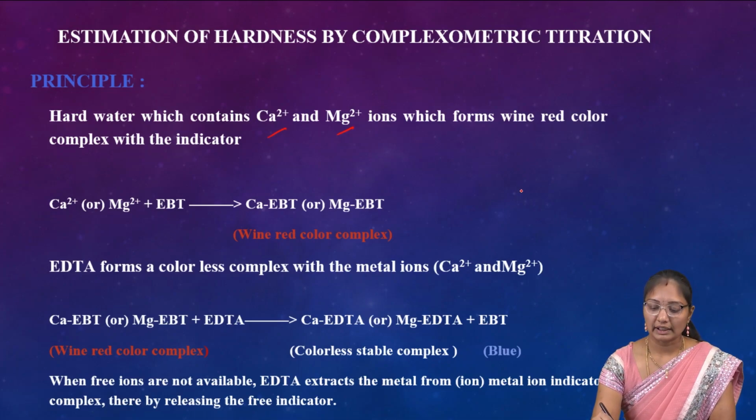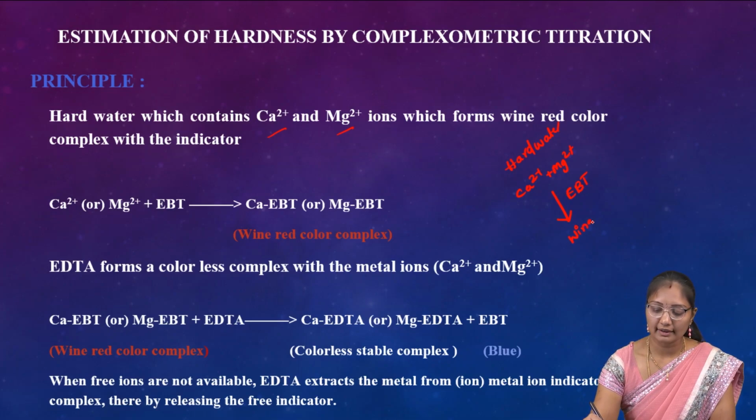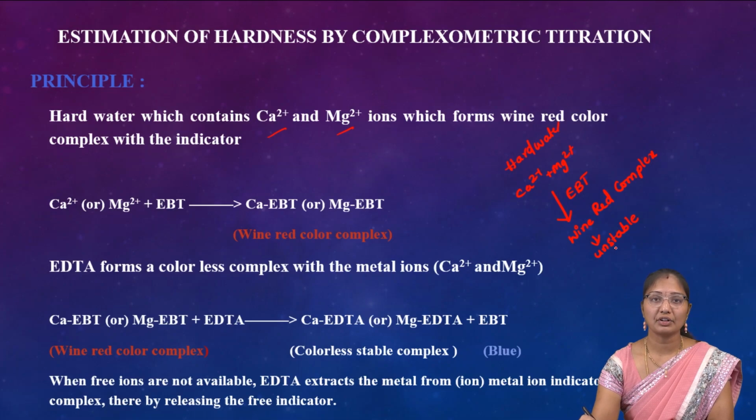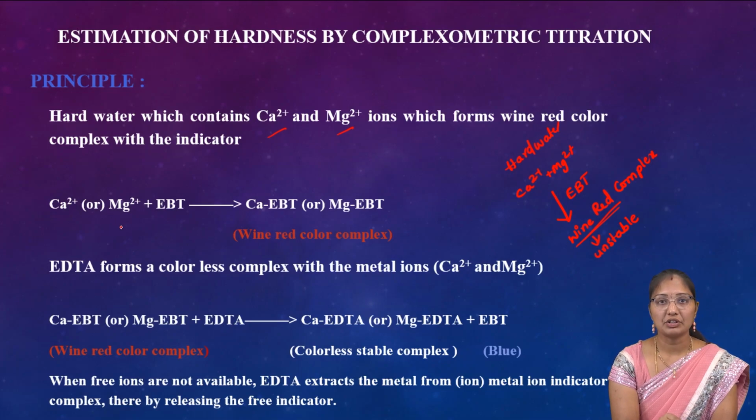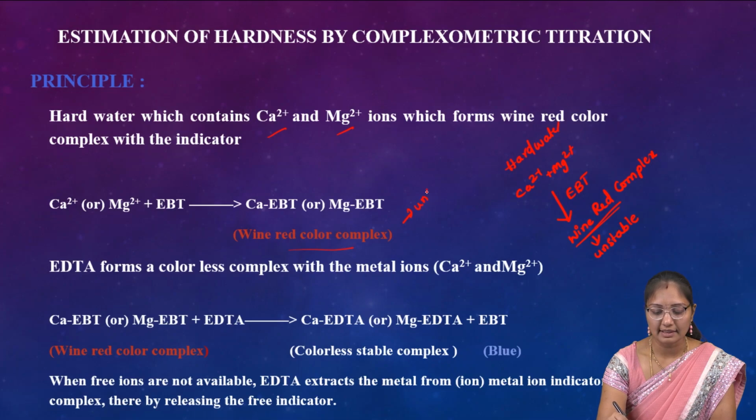The principle involved here is that hard water contains calcium and magnesium salts. The calcium and magnesium salts present in the hard water react with the EBT indicator, Eriochrome Black T, which forms a wine red complex. So the solution we get is wine red in color. It is unstable. Before the titration, the solution has wine red color. This is due to the reaction of calcium and magnesium salts with EBT indicator. Calcium or magnesium reacts with EBT and forms Ca-EBT or Mg-EBT.